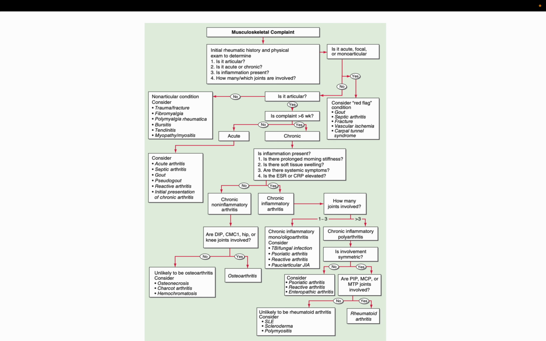If it is articular, then whether it is chronic or acute, first rule out any infection related causes like acute arthritis, some viral or septic arthritis, or initial crystal related, like first presentation of gout or pseudogout, or initial presentation of some chronic arthritis. If chronic, first check for prolonged morning stiffness, whether inflammatory or not. If it is inflammatory, chronic inflammatory arthritis, it depends on how many joints are involved. If more than 3 joints are there, it's chronic inflammatory polyarthritis.